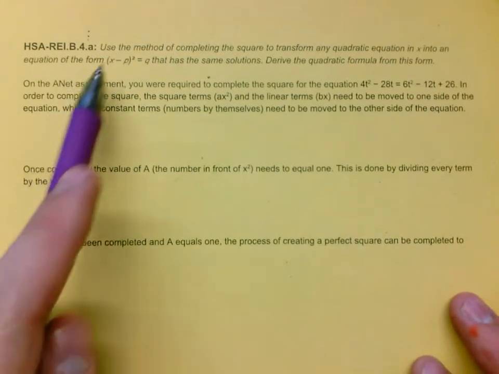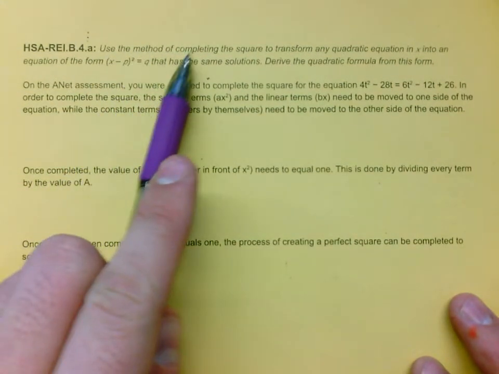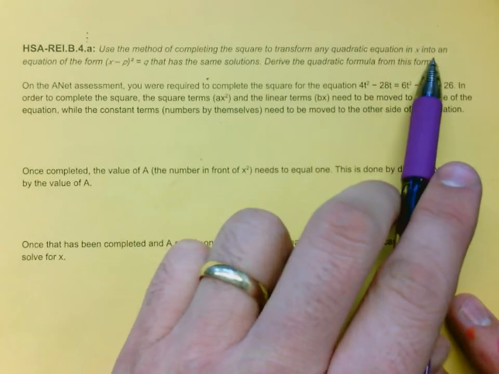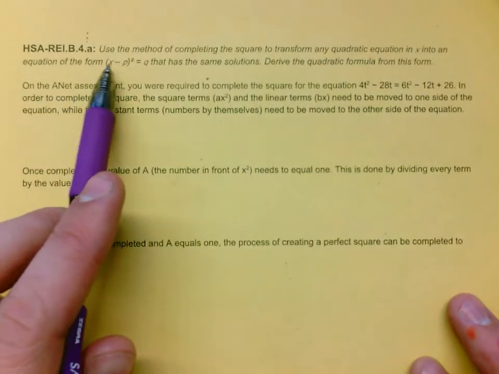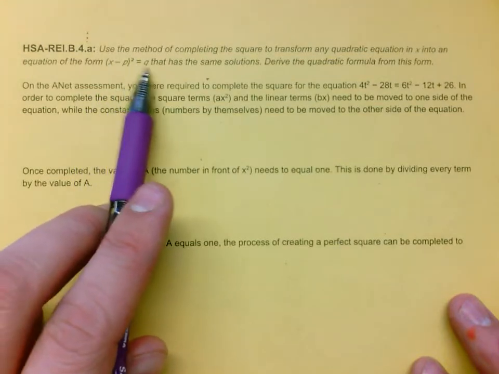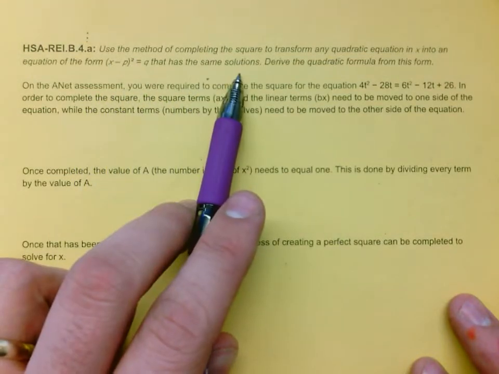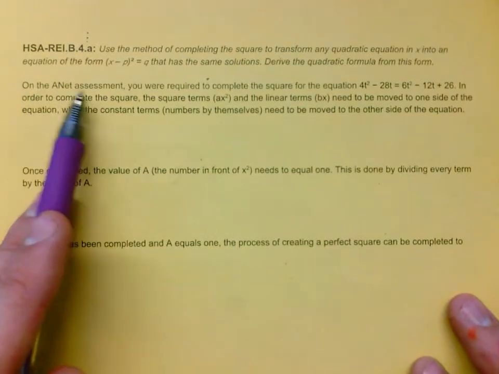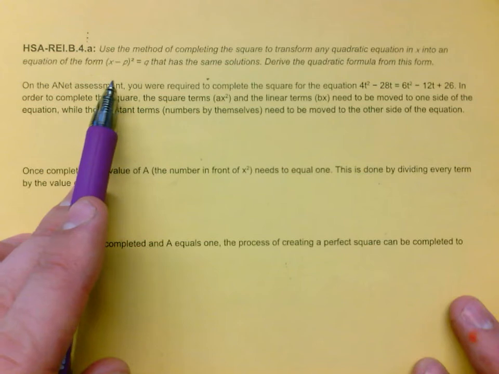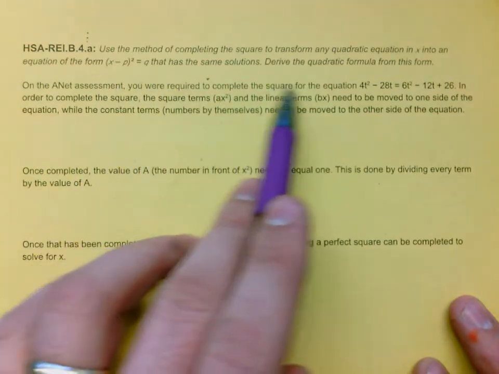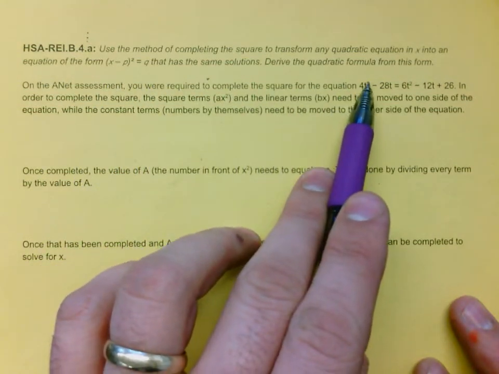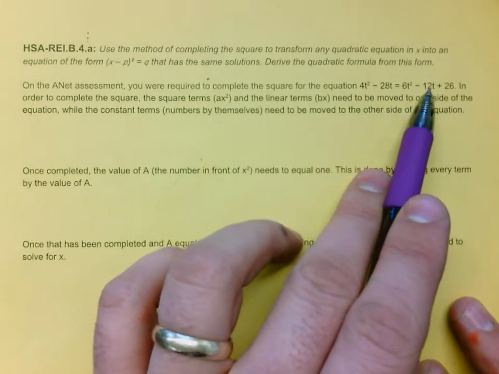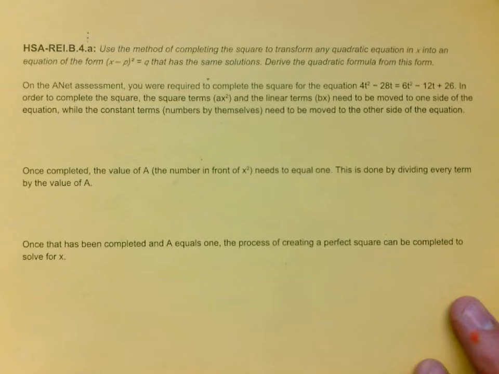Our standard here wants us to use the method of completing the square to transform any quadratic equation in x into an equation of the form x minus p squared equals q that has the same solutions. This standard on your ANET test from a couple weeks ago required you to complete the square for the equation 4t squared minus 28t equals 6t squared minus 12t plus 26.